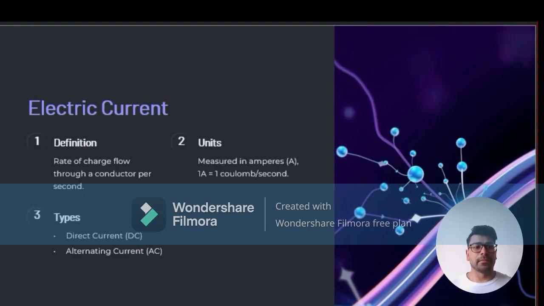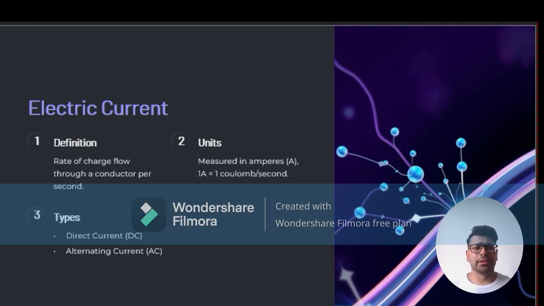Electric current. Electric current is the flow of electric charge through a conductor. It is defined as I = Q over delta T, where I is the current in amperes, Q is the charge in coulombs, and delta T is the time in seconds.